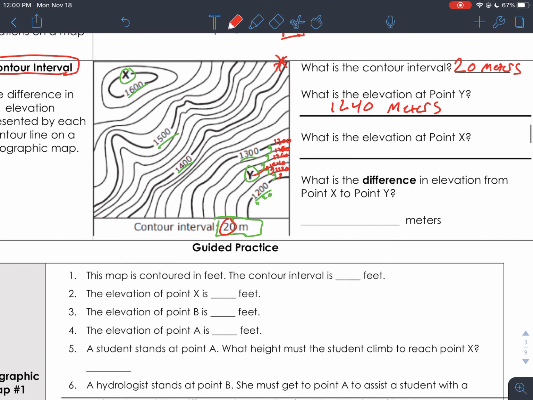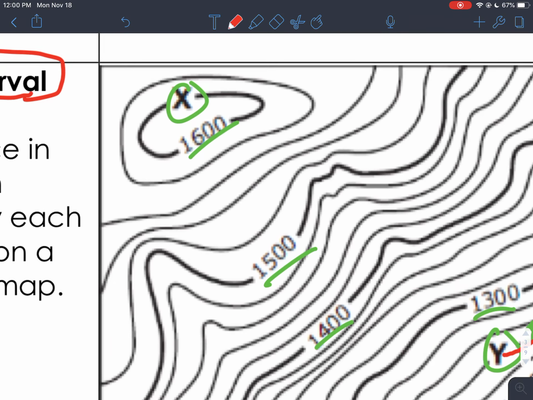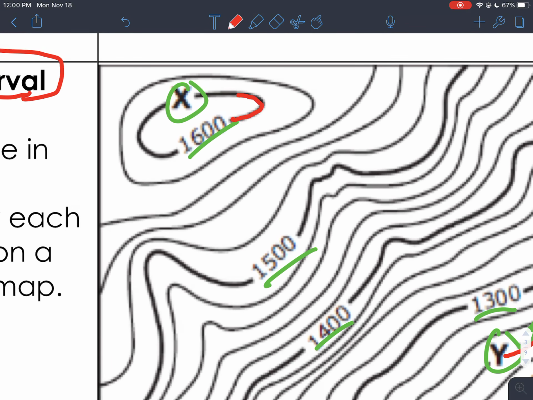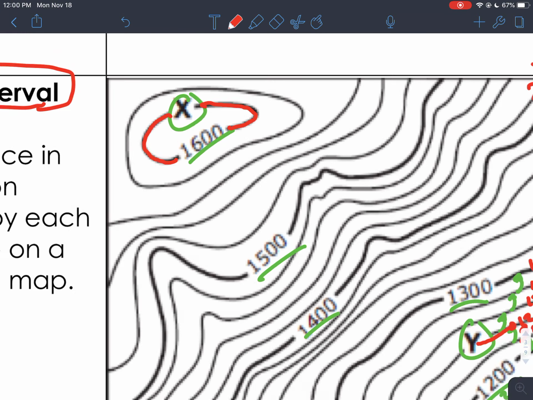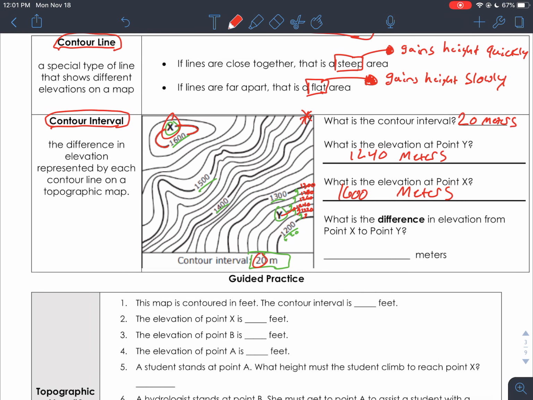Next question says, what is the elevation at point X? Point X is actually a lot easier because if you look at point X, it's already on a line right up here. You don't have to do any math. If it's on one of the labeled lines, just copy it down. So point X, we are at 1,600 meters. We went up the hill, we got higher. Okay, point X is actually the peak. It's as high as the numbers you see on the mountain. That is the mountain peak. You'll be asked to identify that a couple times.